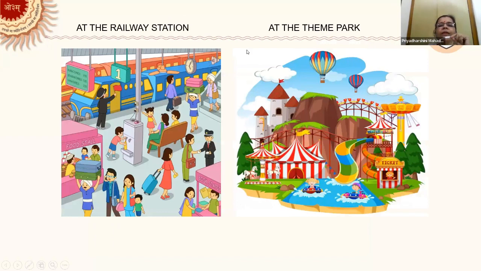So here again, we have a picture. It is a place, at the railway station. Can you frame 5 sentences about this railway station? This is also for class 3. At the railway station, the platform is crowded. Crowded, excellent. The boy is filling water. Water, yes.